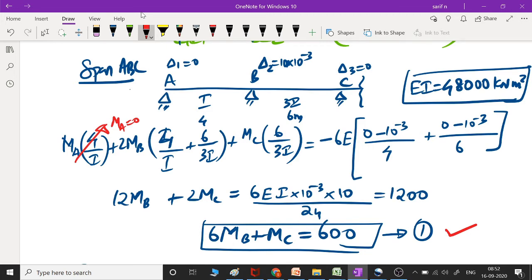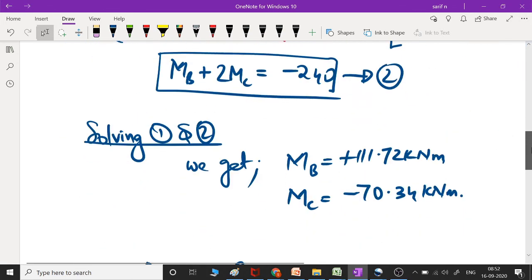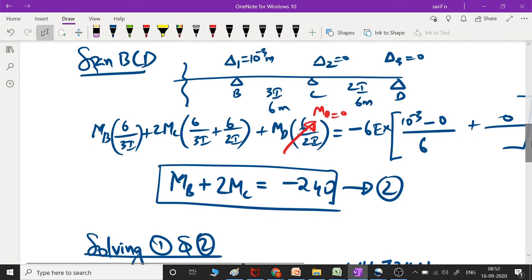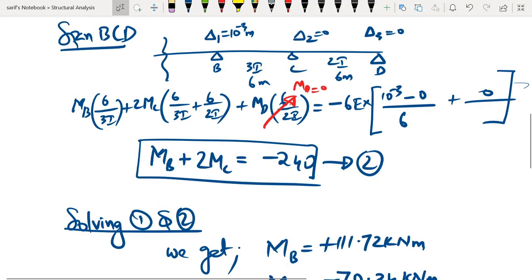Now, what we have to do next is apply it for the span BCD. Again, if we apply the three moment equation for the span BCD, in this case delta 1 becomes 10 raised to minus 3, that is the support settlement at B, and is positive because it is downward. Delta 2 and delta 3 are both 0 in this case as C and D do not have support settlement.